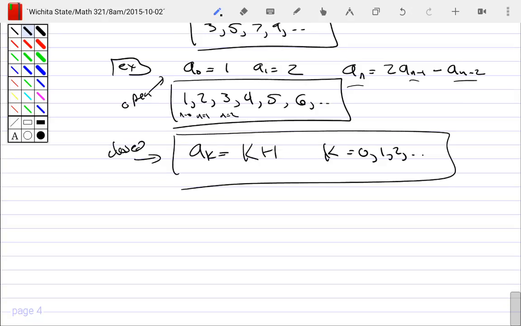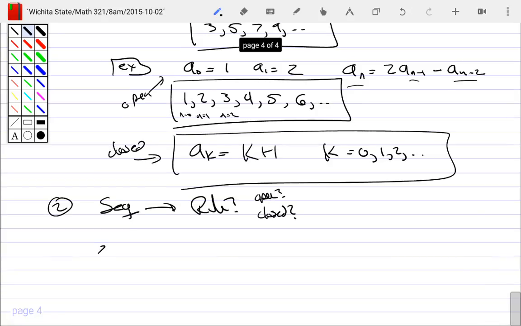Second problem would be like what we just did. If I give you the sequence, can you give me the rule? Either open or closed. So if I gave you the sequence, here's the numbers from 1 to 10. Give me a rule that generates it. All right, that's recursive, which would be 1 plus the one before, right? So, anyways, examples of like that.